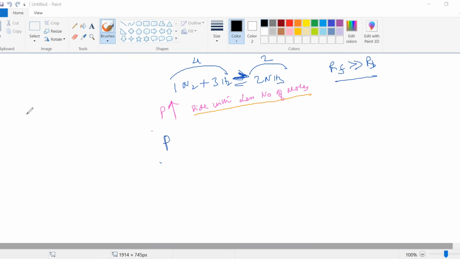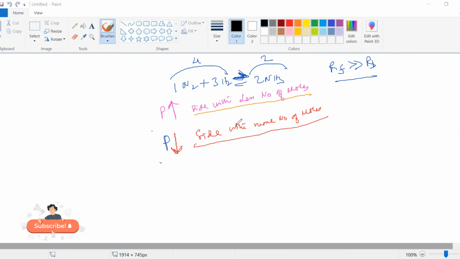Now, if you decrease the pressure, the reaction moves to the side with more number of moles. Is it clear? So this is very important for us to understand: whenever we are decreasing the pressure, it moves to the side with more number of moles. Did you get this thing? So this is very important if you're seeing this reaction.